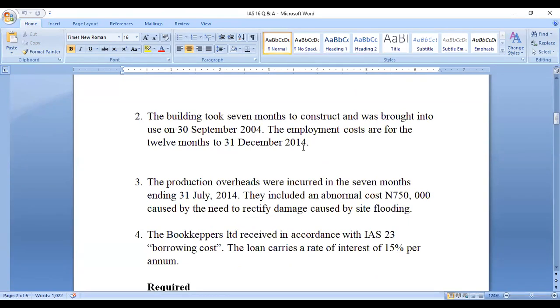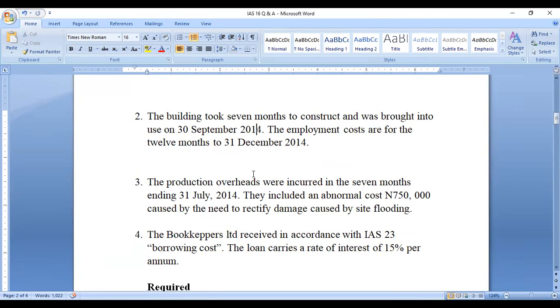Number 2, the building took 7 months to construct and was brought into use on 30th September 2014. The employment costs are for the 12 months to 31st December 2014. 3, the production overheads were incurred in the 7 months ending 31 July 2014. They included an abnormal cost of 750,000 naira caused by the need to rectify damage caused by site flooding.